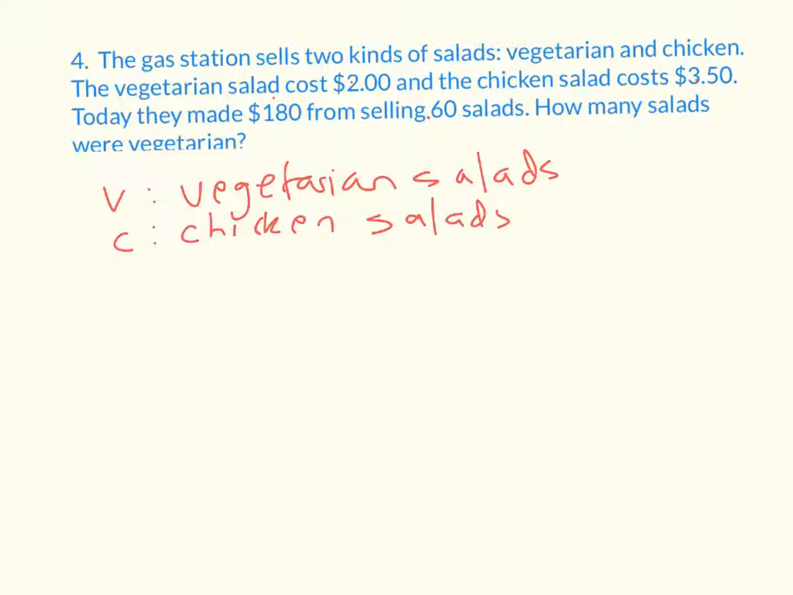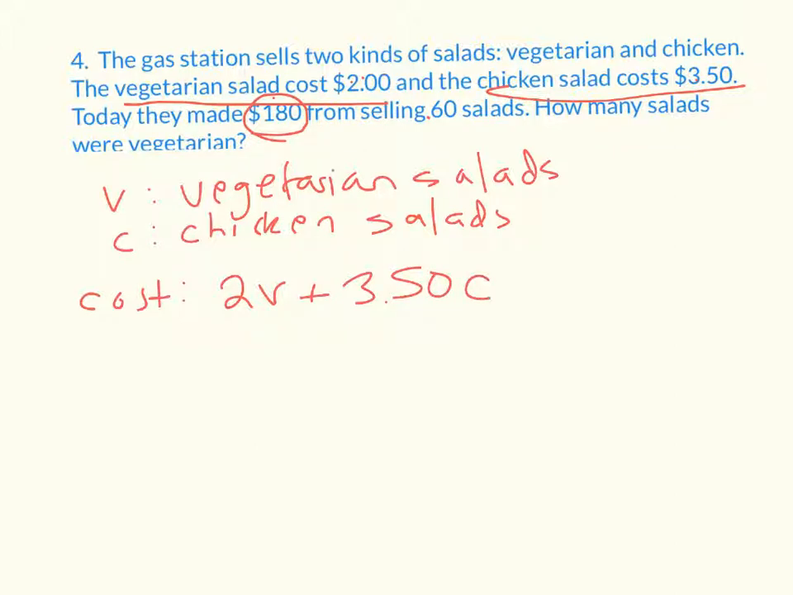All right, let's write an equation here for the cost. If I look at the cost, I see that vegetarian costs $2, chicken costs $3.50, and they make a total of $180. So that's one equation right there. 2V plus 3.50C equals 180.